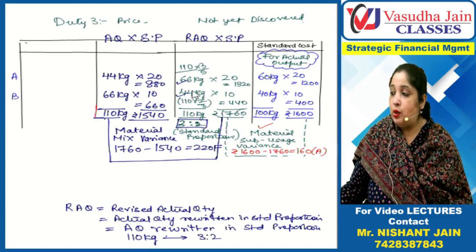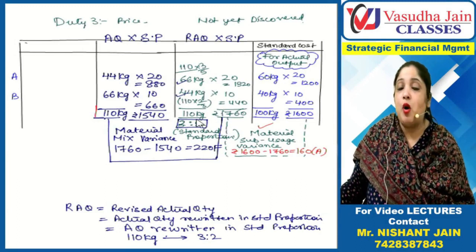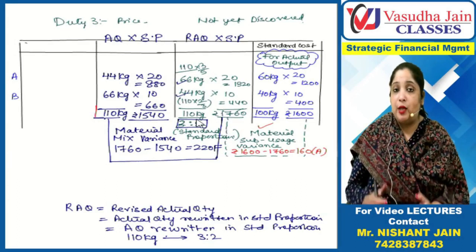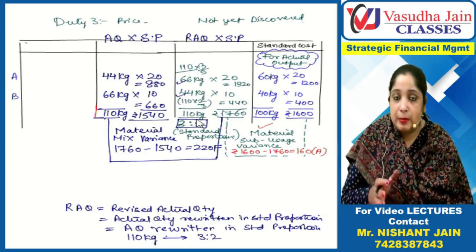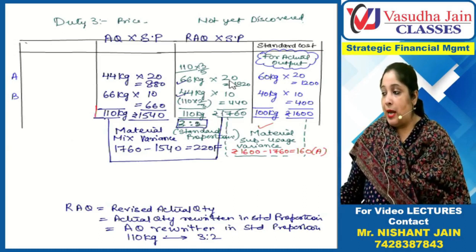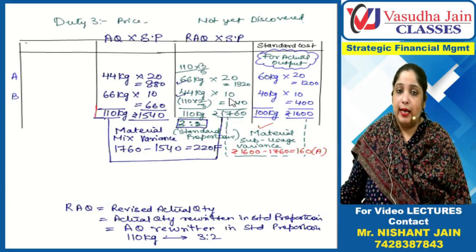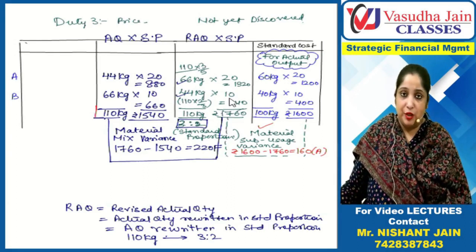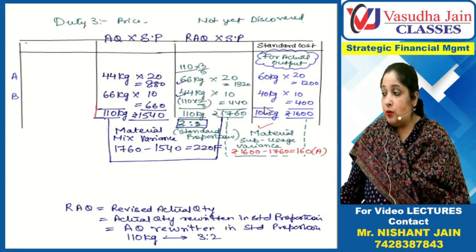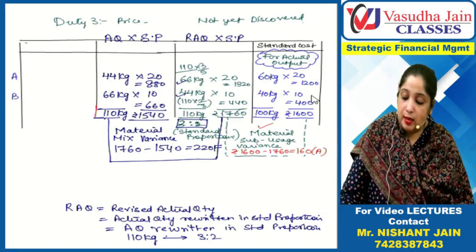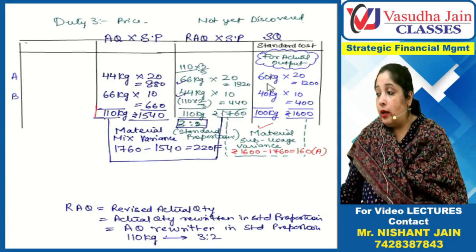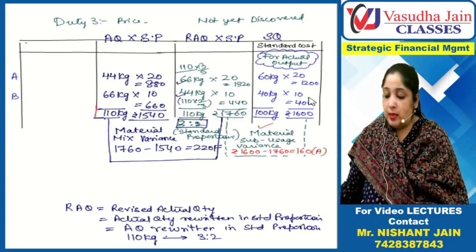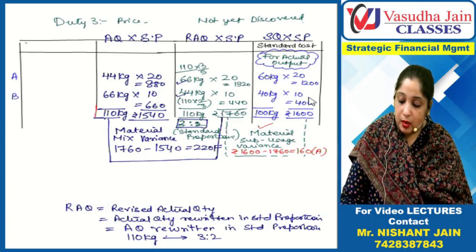And why have we used 3:2? Because we do not know the second mistake. We are just trying to compute the effect of the first mistake on the money spent. Prices are still standard prices because we have not yet considered the impact of price change. This is what is termed standard quantity, because this is the quantity which should have been used, and this is the price which should have been used.